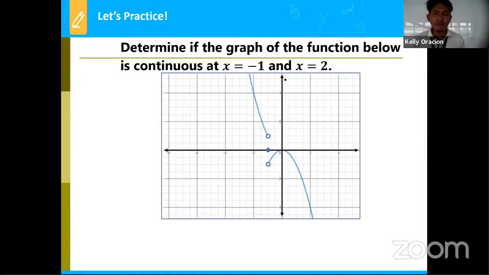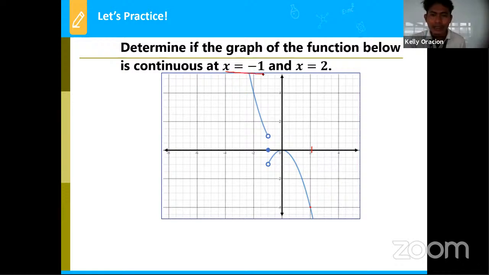Determine if the graph of the function below is continuous at x is equal to -1 and 2. Where is 2? Here, this is the point, right? Class, may tanong: may hole ba? Wala. We can't see any hole there. So that means the function is continuous at x is equal to 2. Again, in this graph, the function is continuous at x is equal to 2, because when you look at the graph, we can't see any hole there.